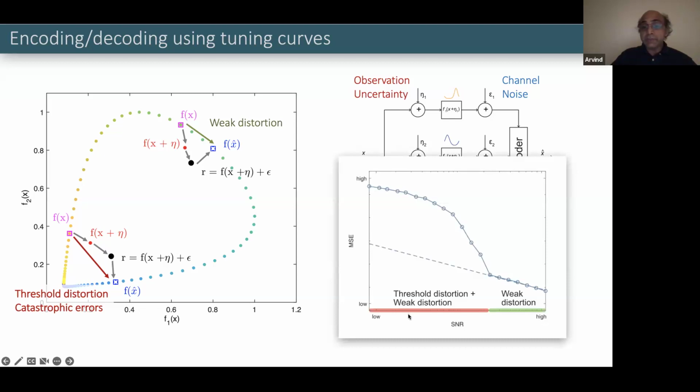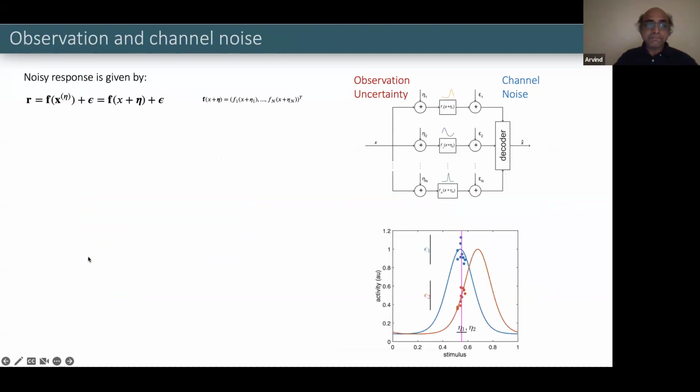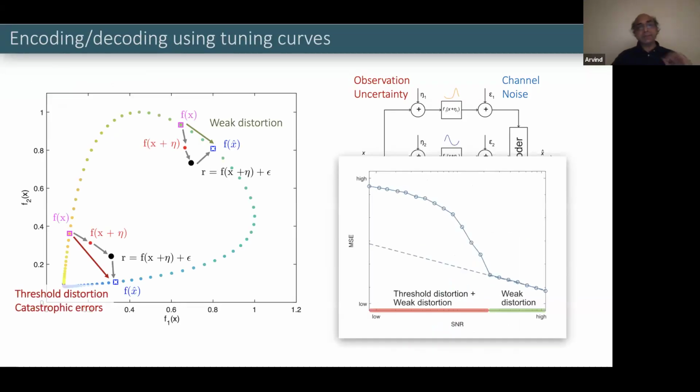And obviously it depends on the signal to noise ratio: depending on whether you have a high signal to noise ratio or low, you will be in a threshold distortion regime or a weak distortion regime. But it also depends on where you are on the encoding space. So the first thing that we started with was to really think about these different noises, whether they are any different from each other or they are the same, because I think as an experimenter, we perhaps will never see observation uncertainty and channel noise separately.